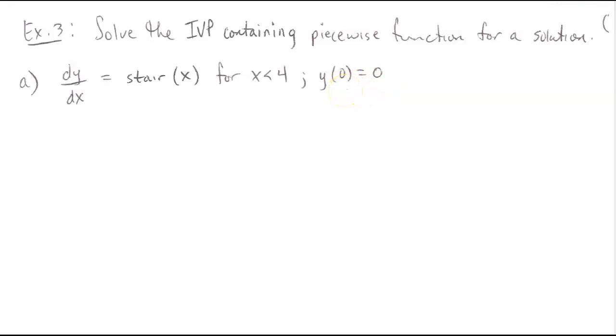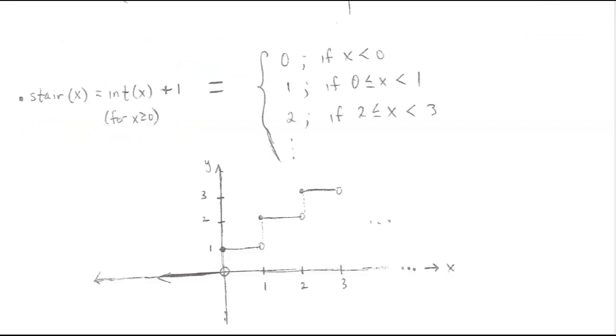So the first thing that we need to do is recall what the stair function is, okay? So if we look here, remember that our stair function looked like this. It was 0 for all values less than 0, but once we got to x equals 0, it would be 1 in between 0 and 1, of course excluding 1, and then from 1 to 2, it would go up to 2, and 2 to 3, so on and so forth, okay?